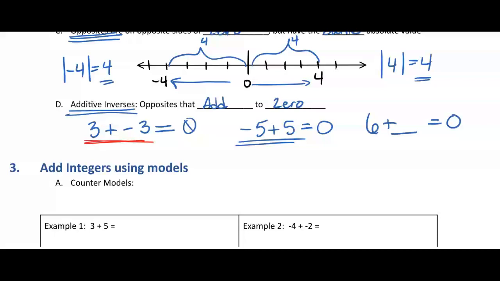Oh, -6. The opposite, -6. What would be the additive inverse of -10? +10. Okay, so those are some examples of additive inverses. All right, we're going to pause there for a moment.